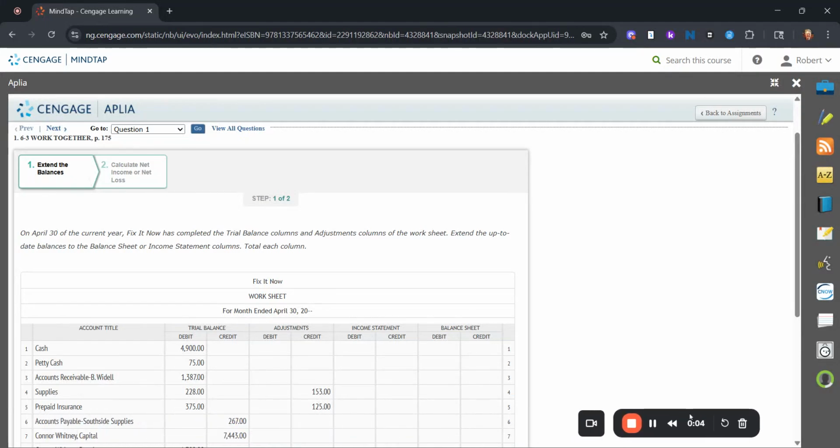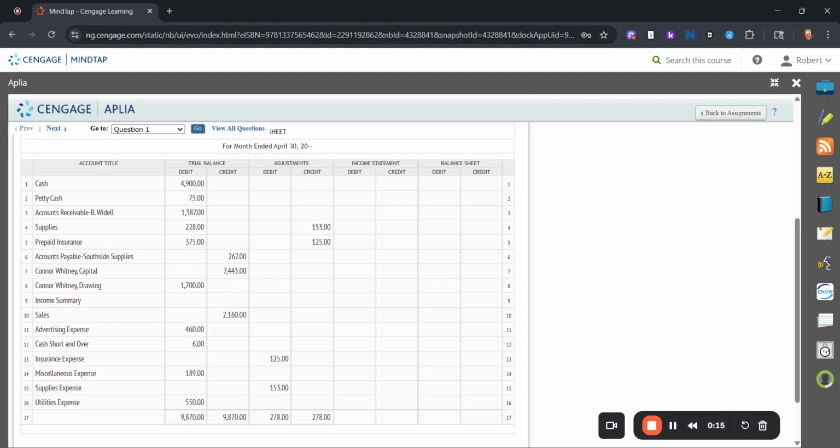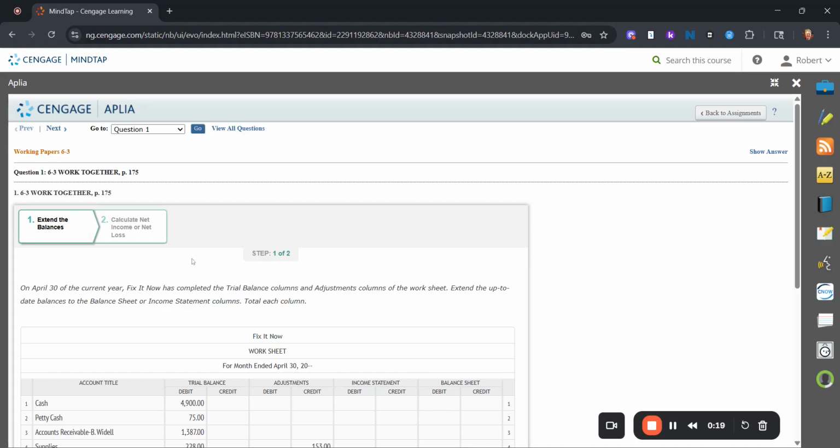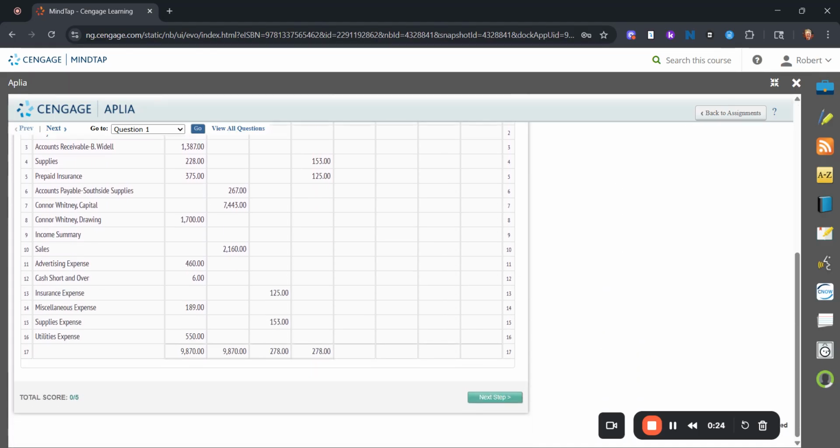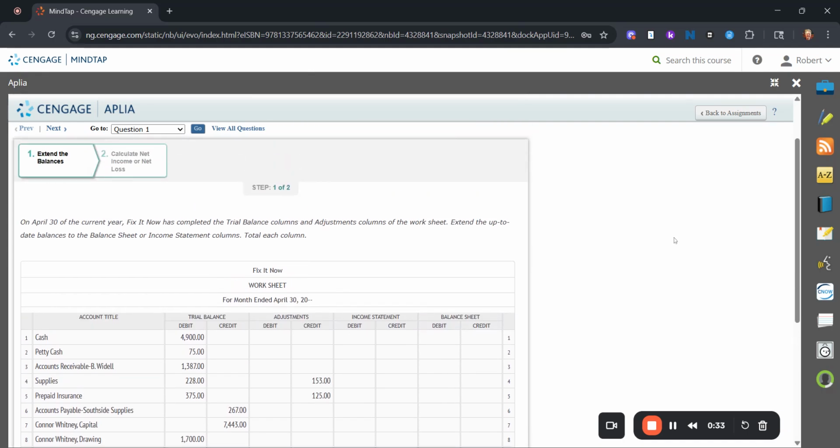Okay, so now we have the 6-3 work together. This is in 2 steps. Because the first step is we're going to bring everything down to the balance sheet and total up our columns. And then step 2, we're going to do one more totaling step at the bottom to see what our net income is or loss for the month.